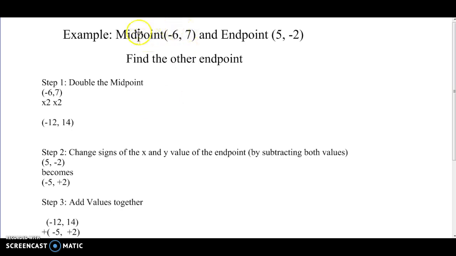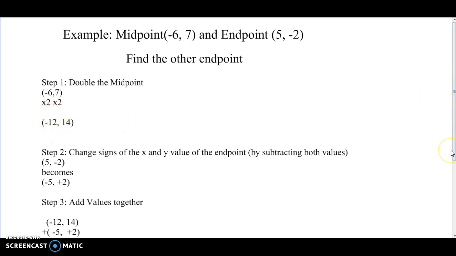So if our example for this problem is that the midpoint is -6, 7, and the endpoint is 5, -2, here's what we're going to do. We're going to find the other endpoint. So our first step we said was double the midpoint. So -6 times 2 is -12. 7 times 2 is 14. So that's our doubled midpoint right there.